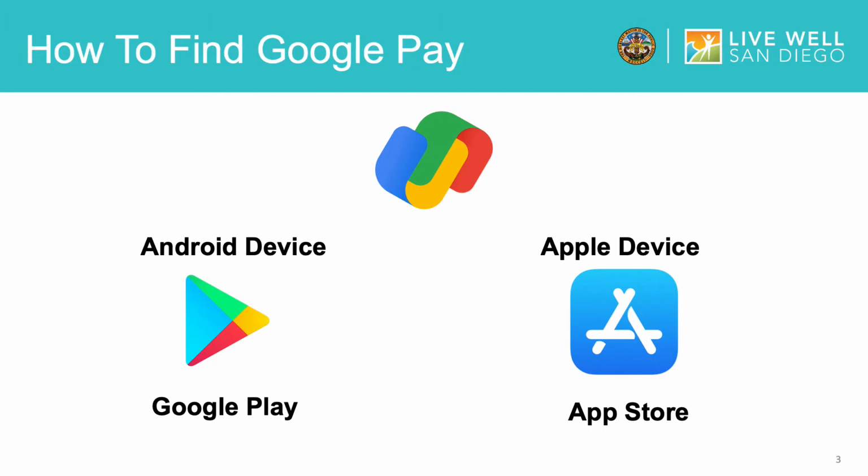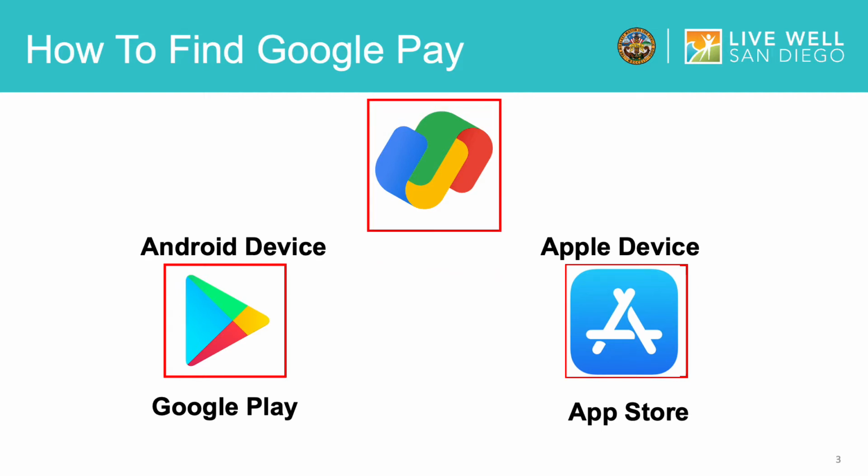Google Pay is available on Apple and Android devices. The first thing you will do is ensure you have the Google Pay app on your mobile device. If you do not have this app, you can download the application to your mobile device. For Android, tap the Google Play icon that looks like this. For Apple, tap the App Store icon, which looks like this. Once there, type Google Pay into the search bar. Find the Google Pay app and click Install.